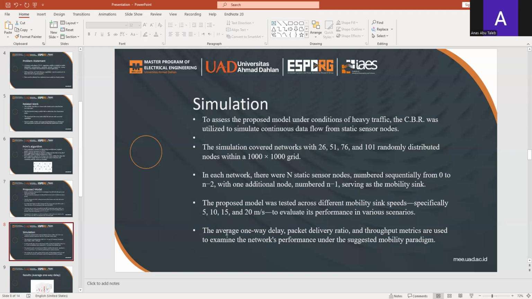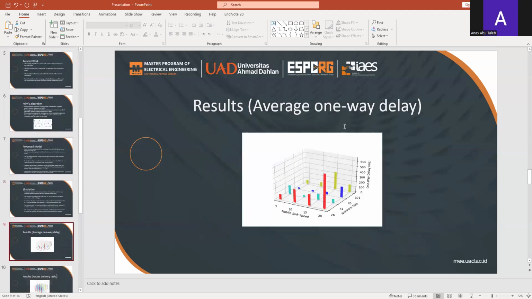Also, average one-way delay, packet delivery ratio, and throughput metrics were used to evaluate the performance of the suggested mobility model. In the next slide, we show the performance of the average one-way delay for networks of different sizes and mobile sink speeds. It can be observed that the best overall one-way delay results were obtained by networks with 51 and 76 nodes, particularly when the mobile sink speed was 10 meters per second.